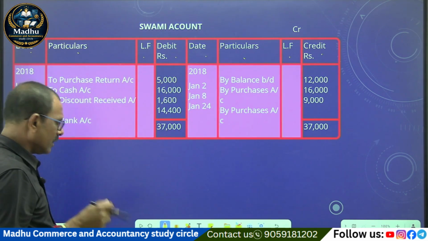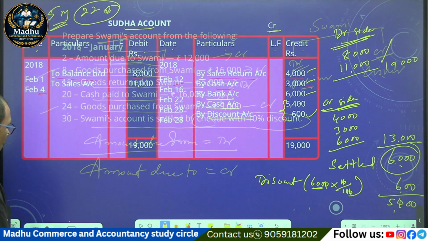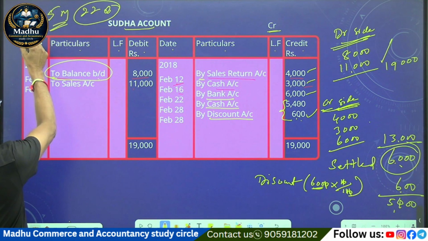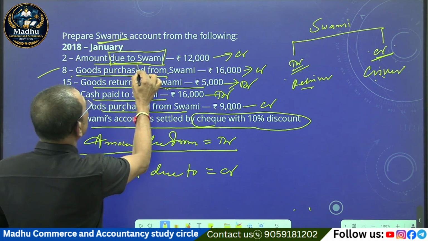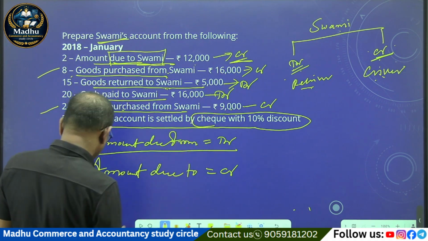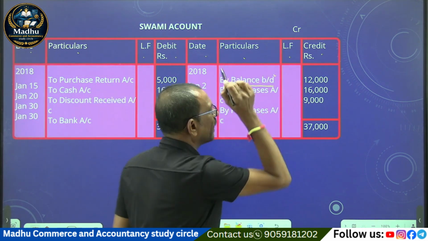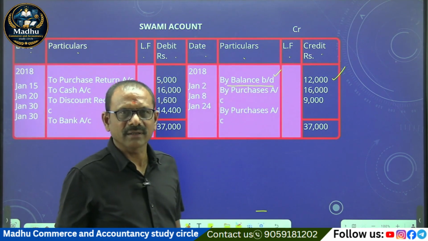Okay. Now in the previous problem, amount due from is there, no? Due from means which side we recorded? Debit side we recorded. But in this transaction, amount due to is given. Due to means which side? Credit side. Now you see we recorded balance brought down on the credit side, 12,000 rupees.